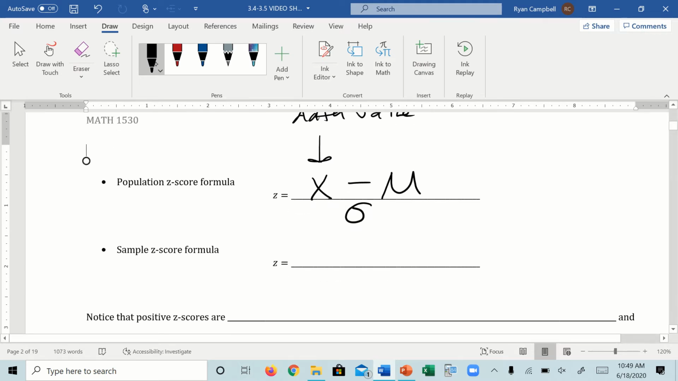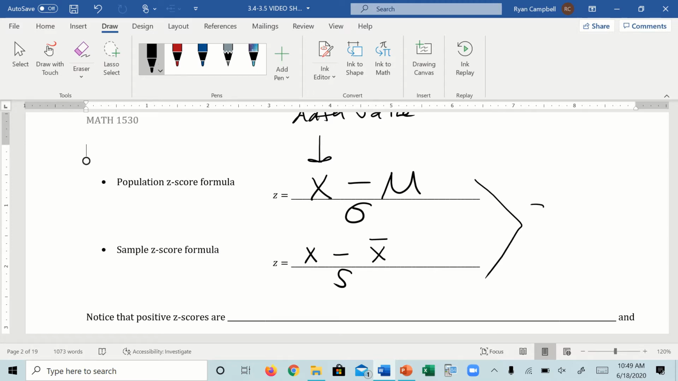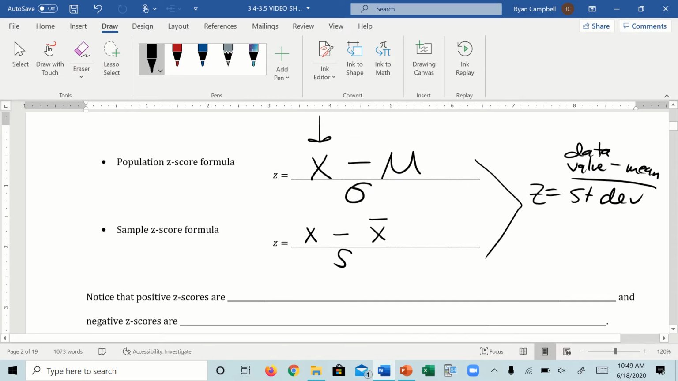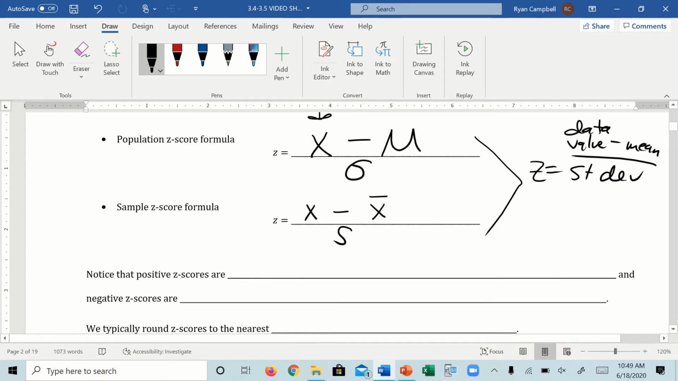Now what about if it was a sample z-score? Well, it's going to be just the sample values. So the x is your data value minus, what's the sample mean? It's x bar, divide by the sample standard deviation, which is s. So no matter what you do, the z-score is going to be x minus the mean, or we could even write it as your data value minus your mean, divided by your standard deviation. All right, so that's our formula.